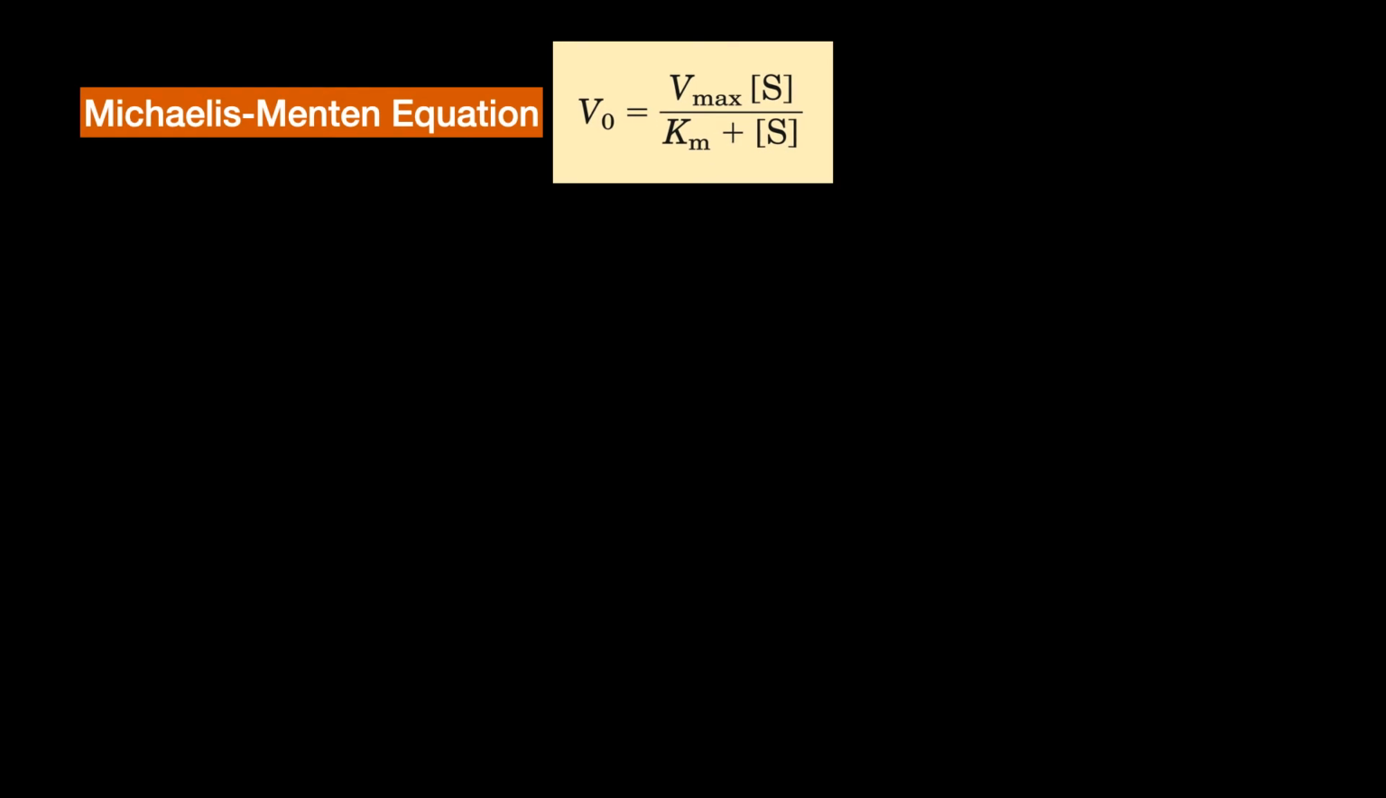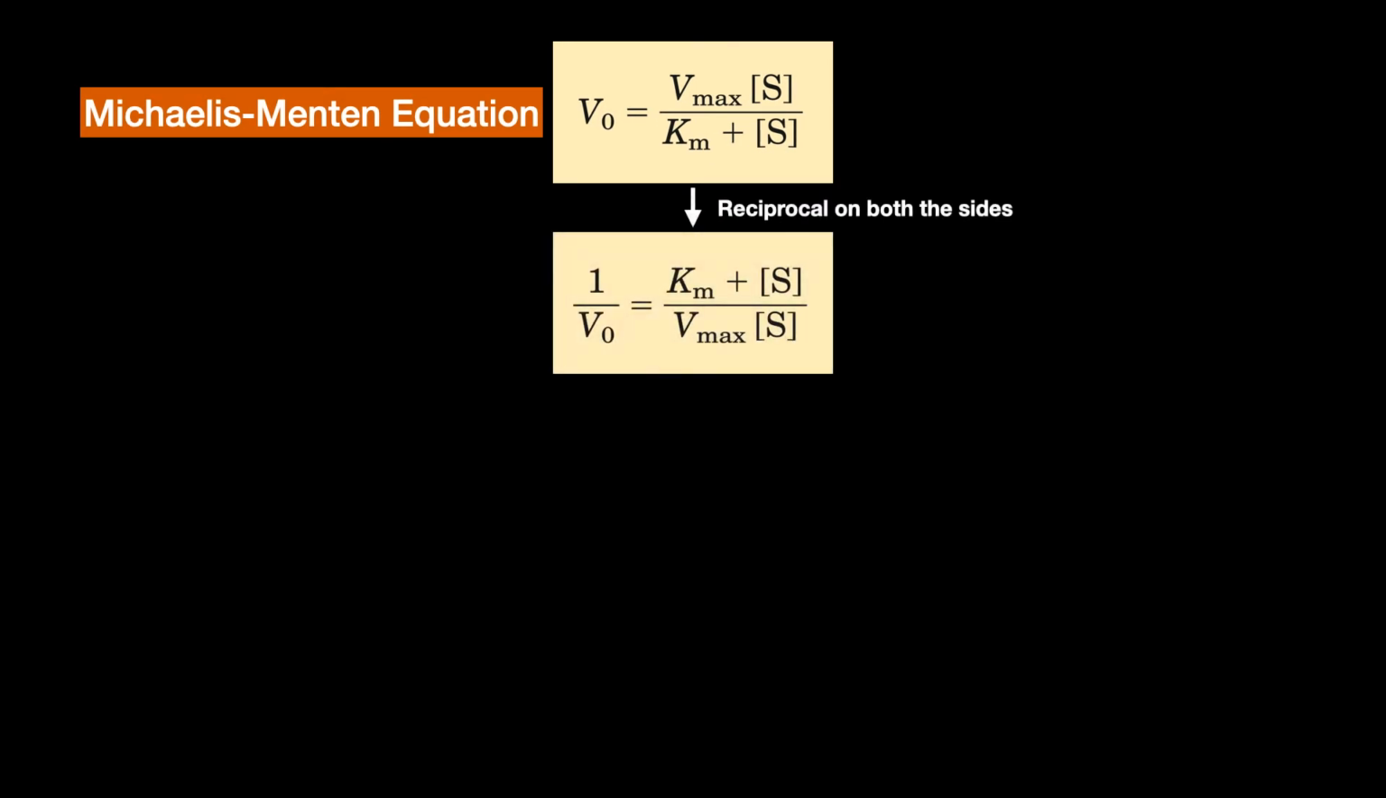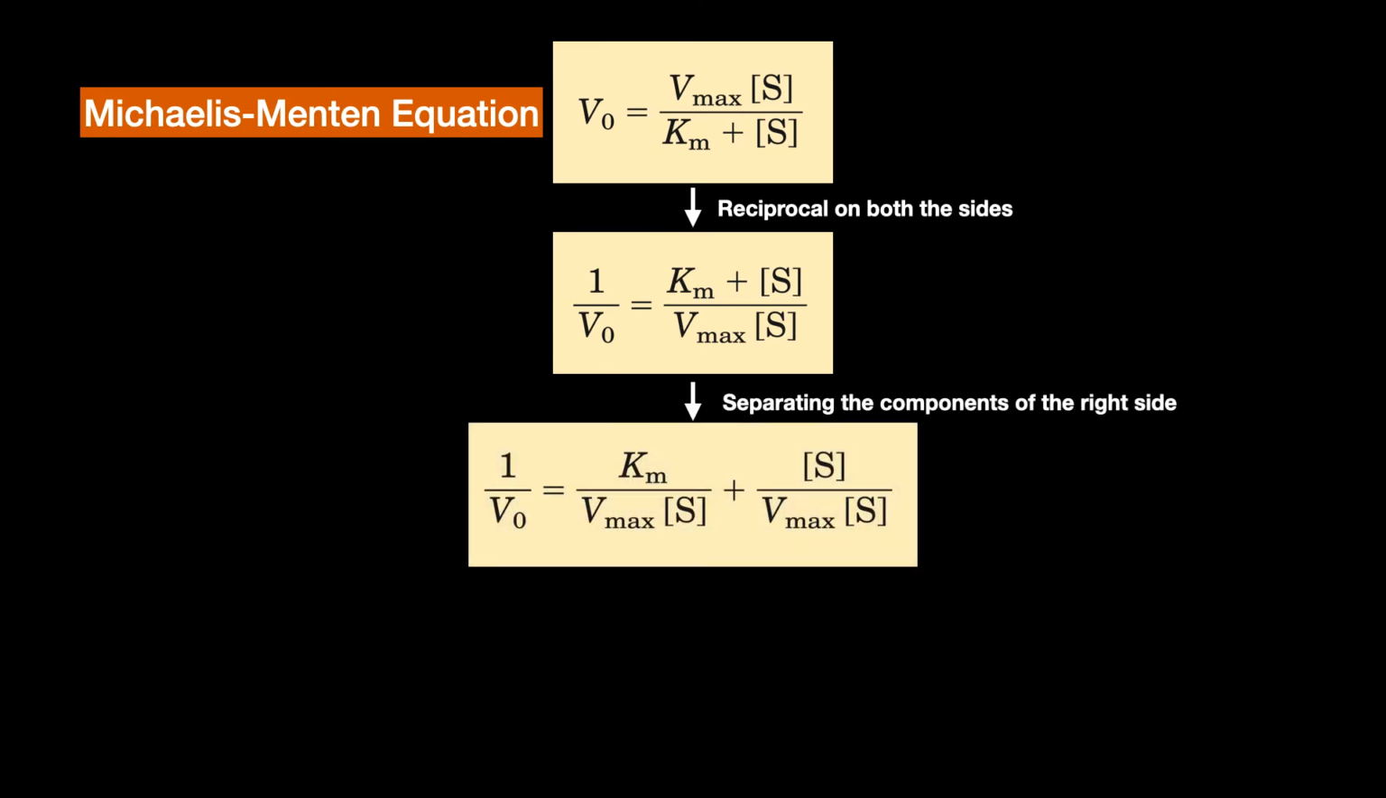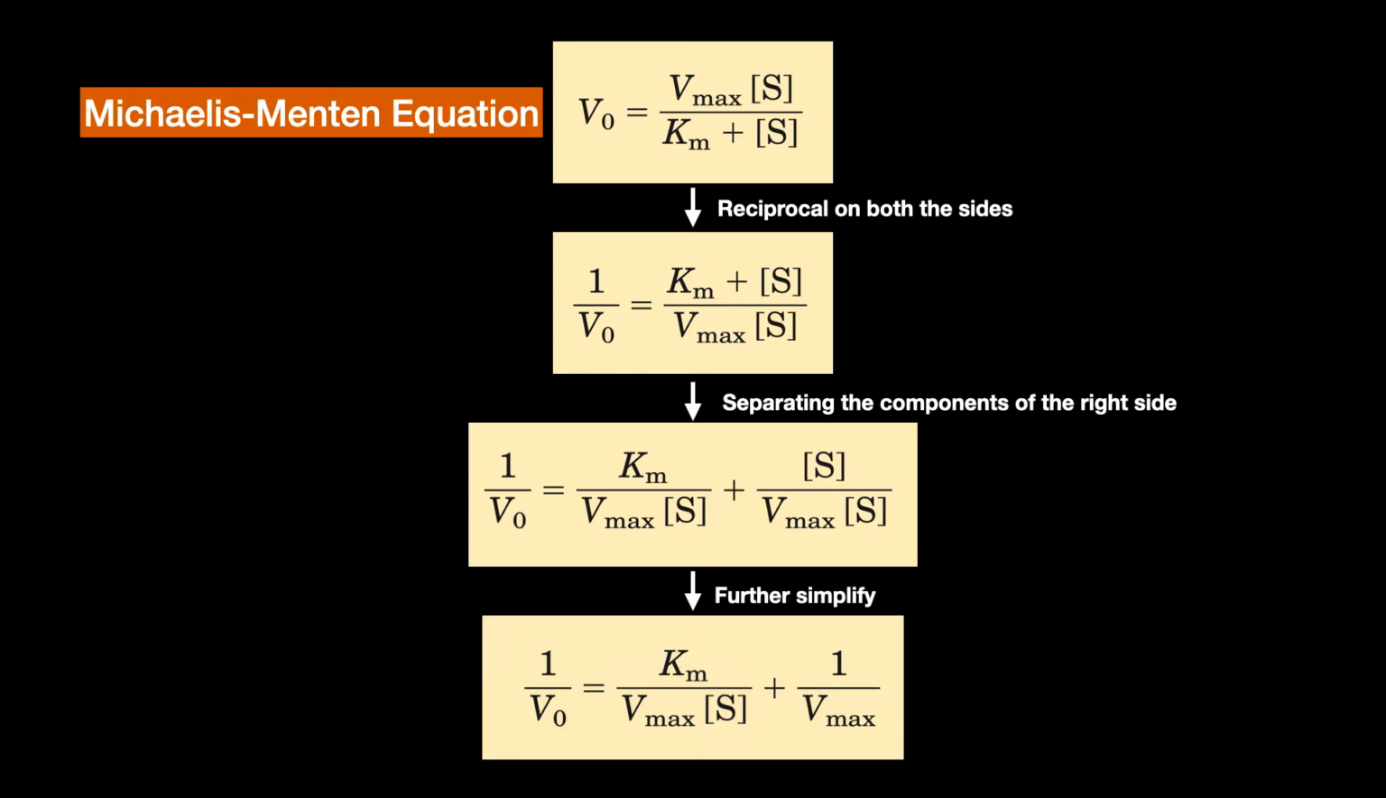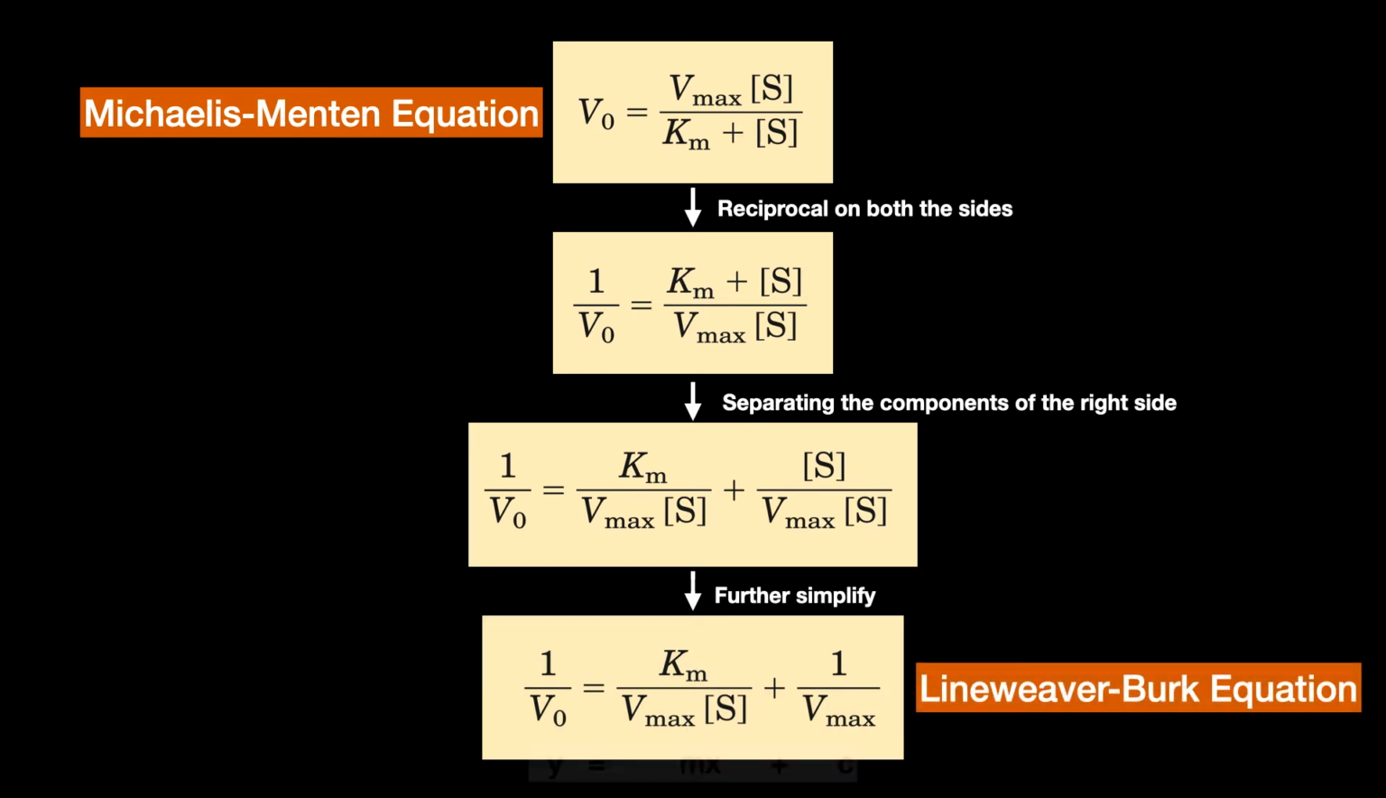First transformation is performed by simply taking the reciprocal of both the sides of the Michaelis-Menten equation. Next, the right-hand side components are separated and the equation is simplified further to finally give the Lineweaver-Burke equation. Notice that this equation resembles the equation for a straight line plot.